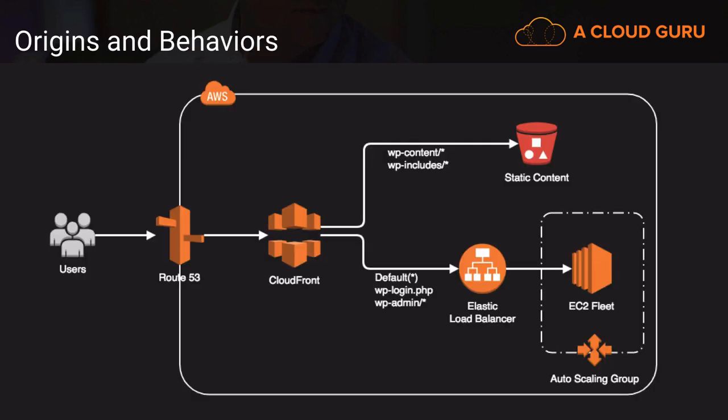An example of this might be a WordPress site where we have Route 53 coming into a CloudFront distribution, and we specify the static content is going to be coming from an S3 bucket, whereas our dynamic content can come off a load balancer, which is back-ended with an EC2 fleet.